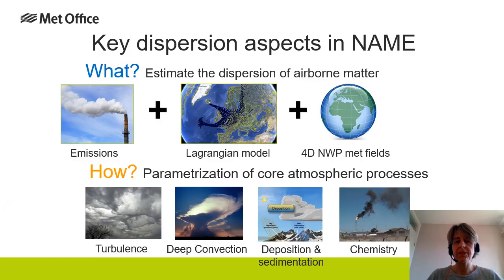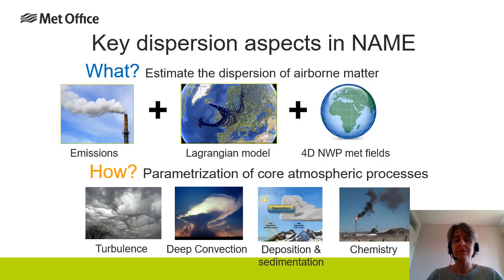So what are we trying to do? We're trying to estimate the dispersion of airborne matter. And for this we need three main components. First of all, we need to know about the emissions. We often refer to this as the source term. So what is being emitted? How much is being emitted, where is it being emitted from and when, and other properties of the emissions such as whether it's a gas or a particle, whether it's buoyant, whether it's hot or not, and such other things.